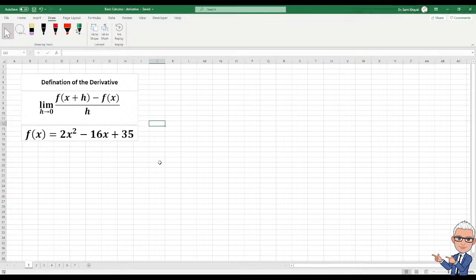Today, our review about the derivatives is part of the basic calculus. We will start with how to find the derivative by using the definition of the derivative. Last week, we talked about the limits, and today we will use that limit to find the derivative. This is the formula for finding the derivatives.